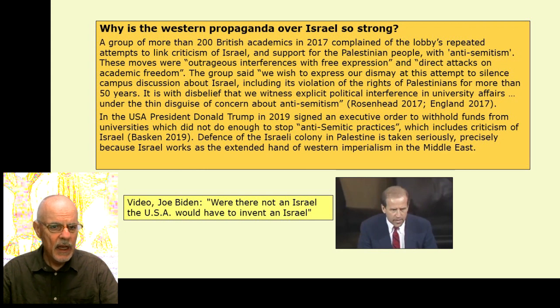In the USA, the former President Donald Trump in 2019 signed an executive order to withhold funds from universities which did not do enough to stop anti-Semitic practices, which includes, according to them, criticism of Israel. Defense of the Israeli colony in Palestine is therefore taken very seriously, precisely because Israel works as the extended hand of Western imperialism in the Middle East. And let's listen to the current president, Joe Biden, some years ago, he's repeated this since, saying that were there not an Israel, the USA would have to invent an Israel.